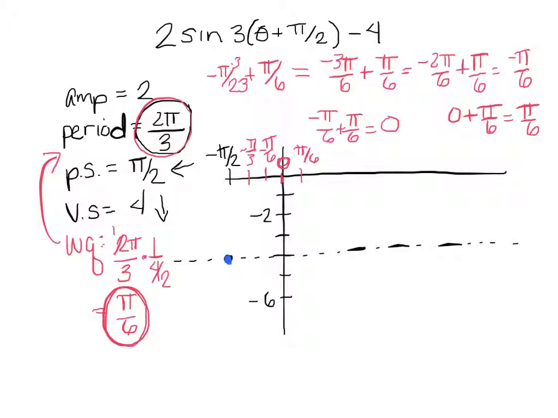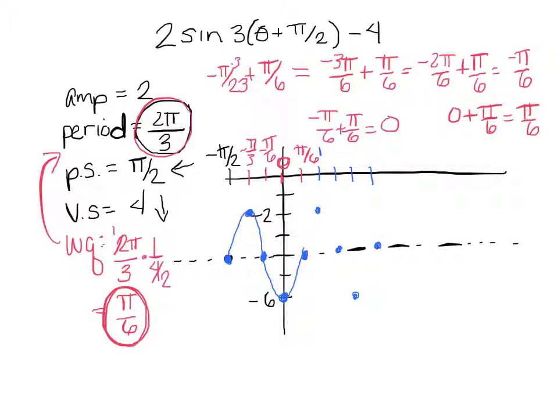So we graph our first point. Remember, it starts at the axis, then it goes up to the maximum, and then it goes back down to the axis, down to the minimum, back to the axis. And that would be one full cycle of sine. Now if I asked you to graph another cycle, what you need to do is keep on adding pi over 6.